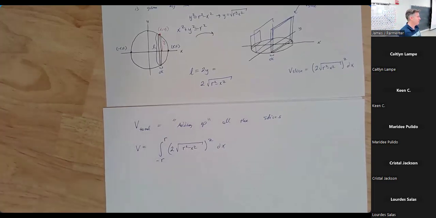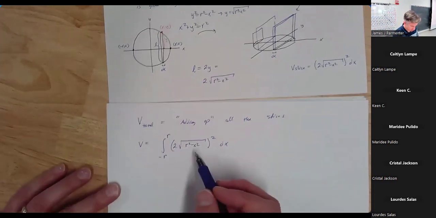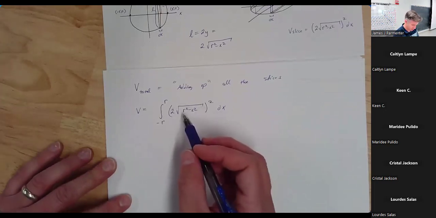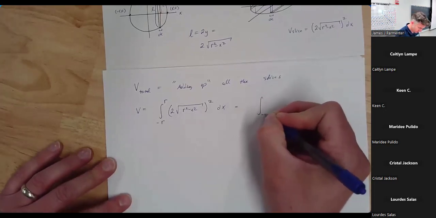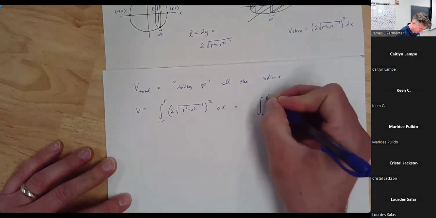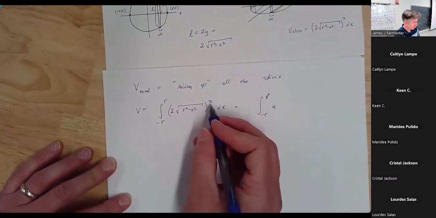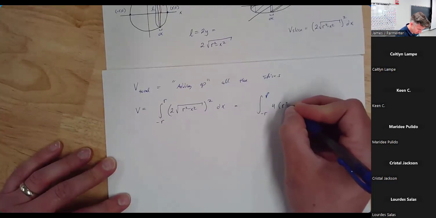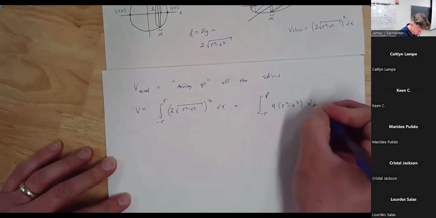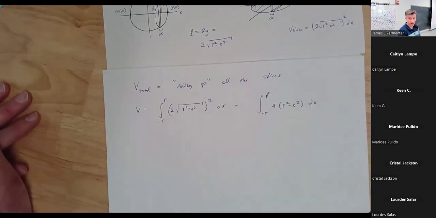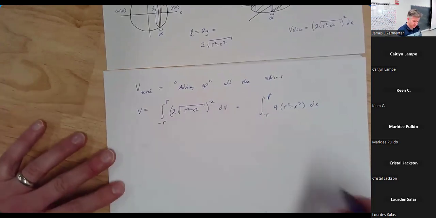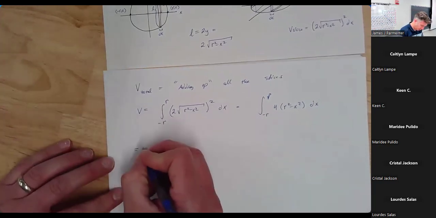And typically for these problems, the setup is really the hard part. The integration is not always super easy, but it's often the easier part of the problem. So nicely here, this simplifies really well. 2 squared is 4. And the square root of r squared minus x squared, squared, is just r squared minus x squared. Which is great. I'm going to bring out the 4.